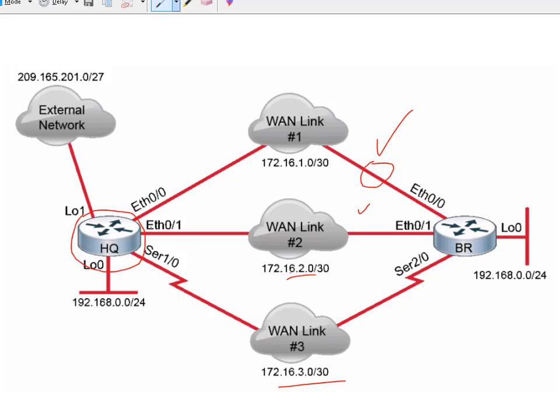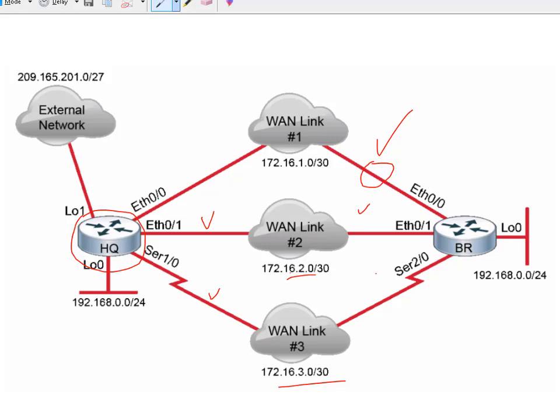Which means that technically, from HQ's perspective, this network and this network should at least be part of the EIGRP process. But on BR, it is not part of the EIGRP process.